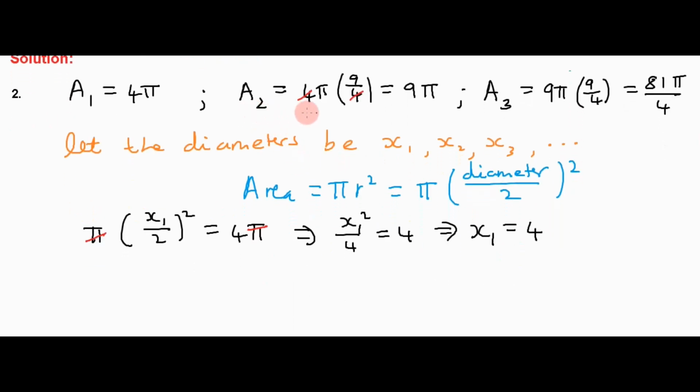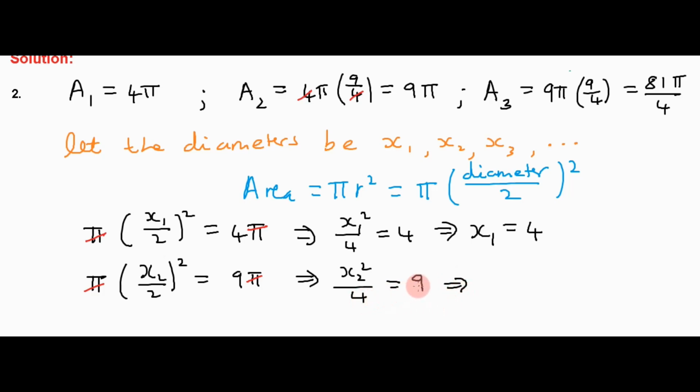Then the area of the second circle is 9 pi. So then once again using this equation, pi into x2 divided by 2 all squared must be 9 pi. Once again the pi's cancel on both sides. So we have x2 squared over 4 must equal 9. And 4 times 9 is 36. Then taking the square root, we get x2 equals 6.